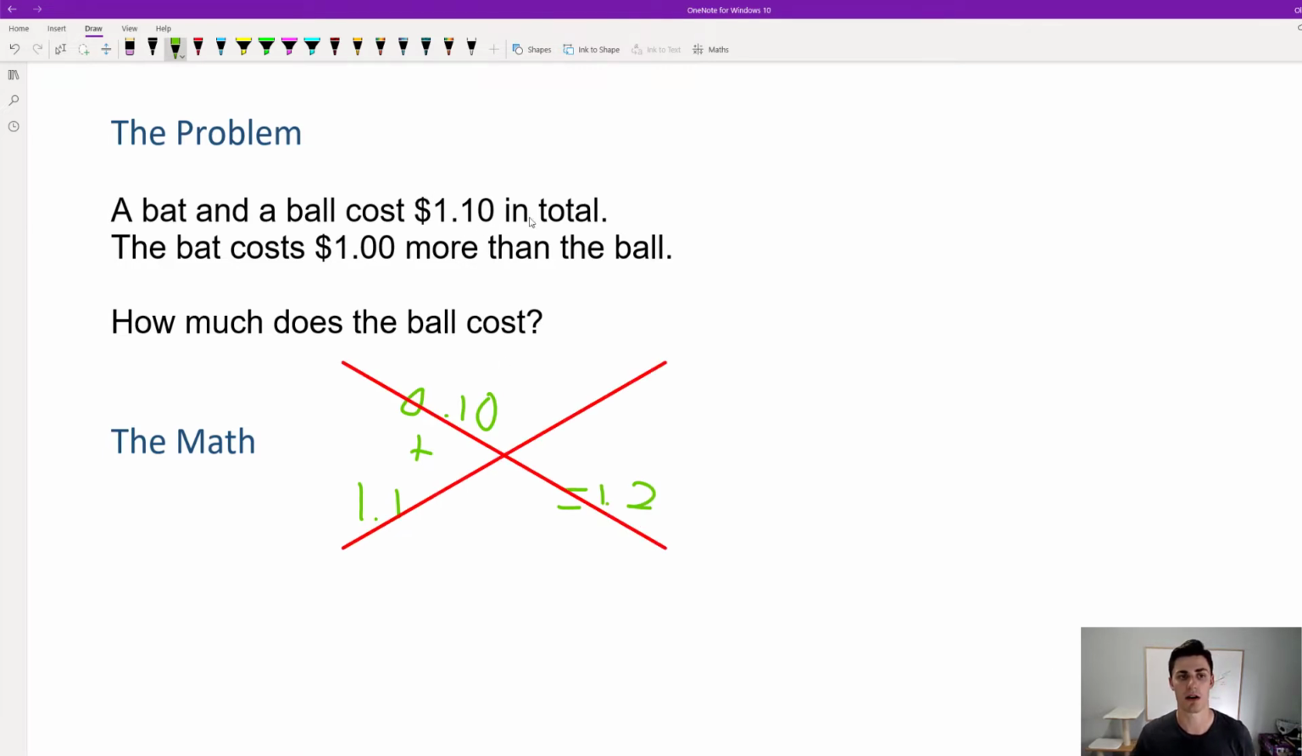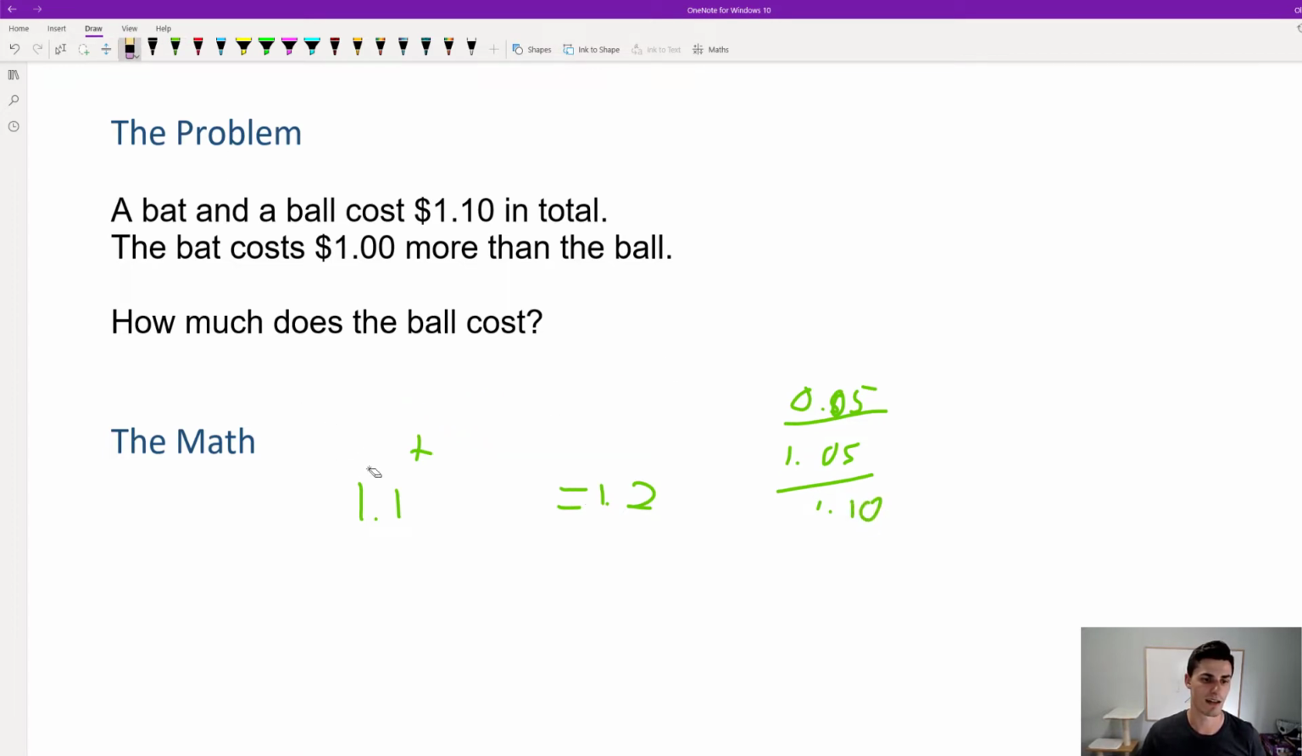Okay, it's not 10 cents. You could do trial and error and so on, but the way we can do it here is, let's say we have $0.05, so 5 cents for the ball, and then the bat is $1 more than that, so that's $1.05, and that's $1.10 when you add them together. So the answer is not 10 cents, it's 5 cents for the ball.